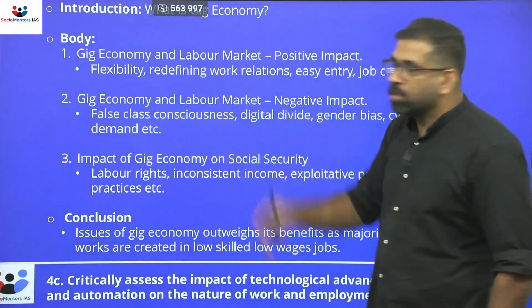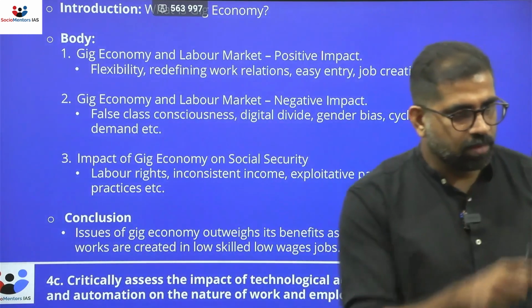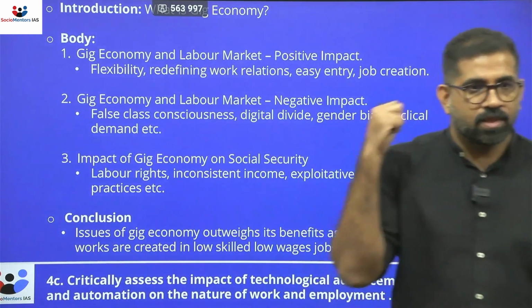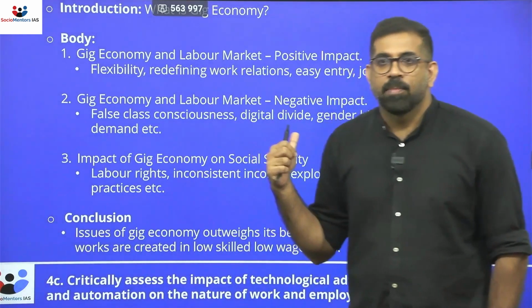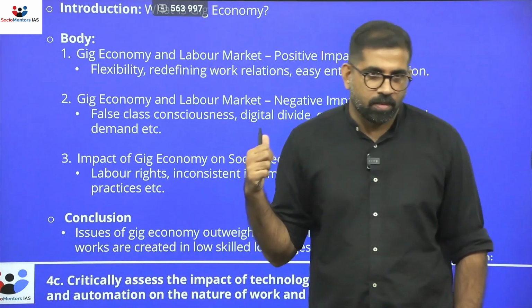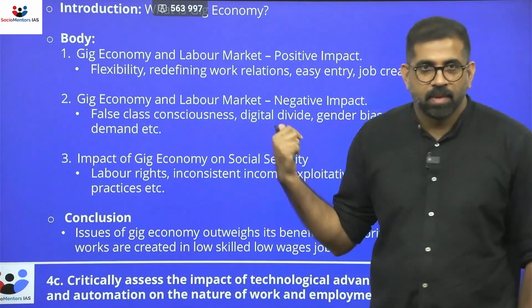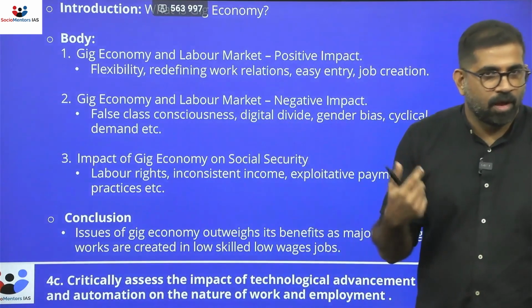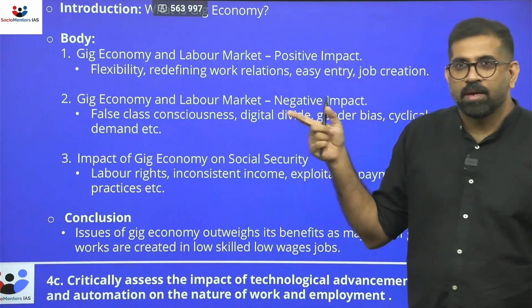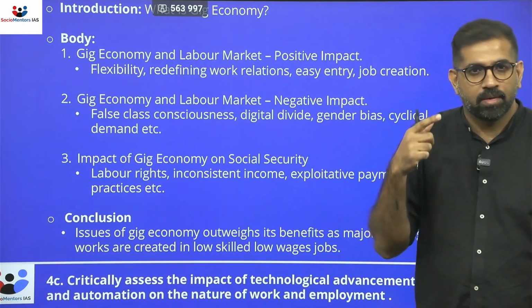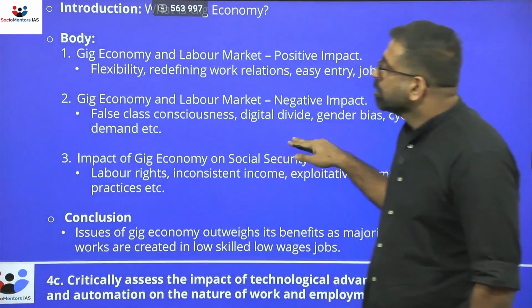Now for negative impact, you can mention false class consciousness, because they mention flexibility, and I think we have discussed that in the last sociology current affairs session regarding the positive and negative impact of gig economy. I think that article was released before the mains exam, but I don't know how many of you have actually read it. From our Socio Connect article, I think there were 2 questions directly.